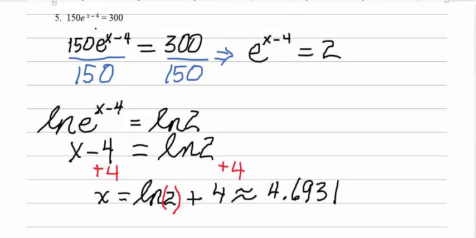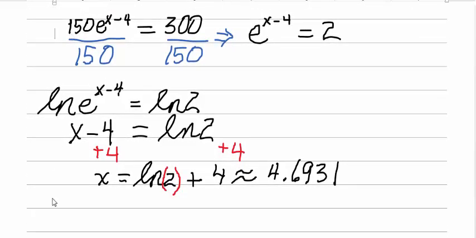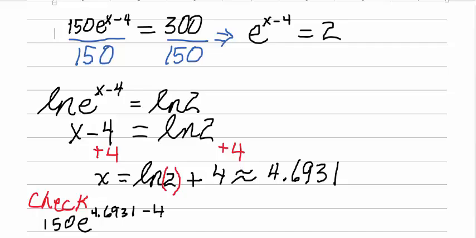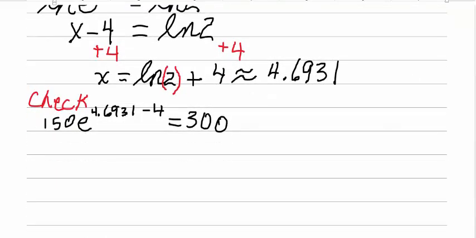Whenever I check, I go back to the original equation. And let's just look at the check. It's not required to show the check. So I have 150 times e to the 4.6931 minus 4, and that needs to equal 300. We know we're only going to get approximate values because we have put in an approximation.